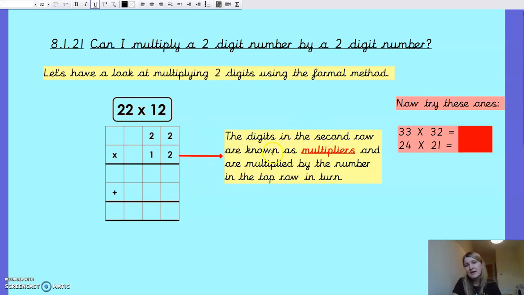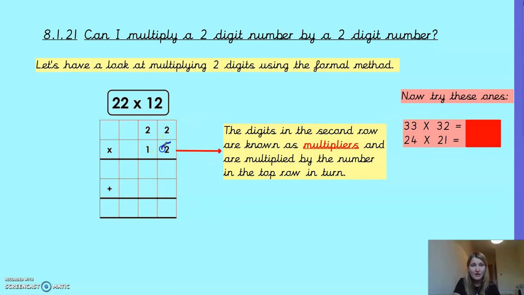So we've got here, look, this second row, these are our multipliers. And we multiply the top row by them. So we do it in 2 steps. We start with the ones here. And again, the same method that you are really confident with. 2 times 2 equals 4. 2 times 2 in the tens equals 4 tens. 2 times 22 is 44.